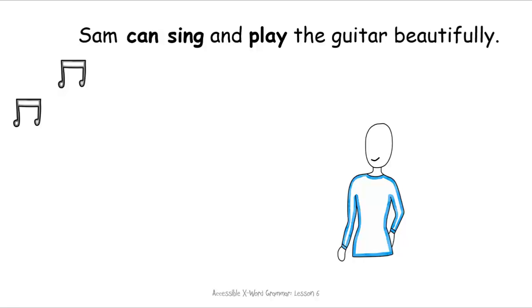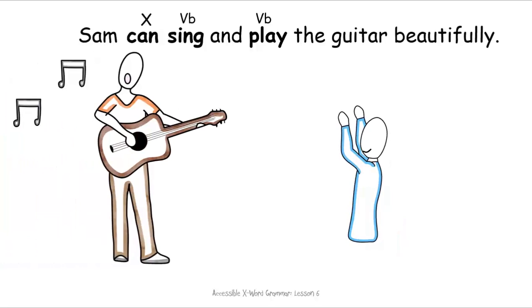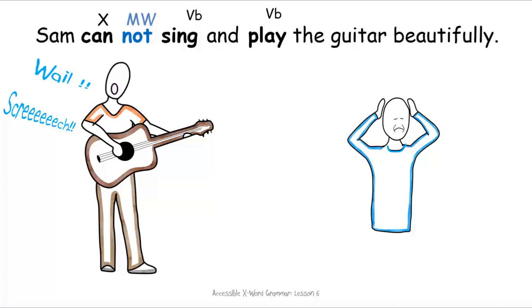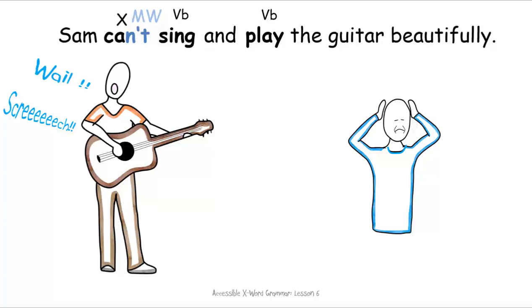In this example, the affirmative sentence is Sam can sing and play the guitar beautifully. To give this sentence the opposite meaning, add not as a middle word. Sam cannot sing and play the guitar beautifully. Did you notice that there are two verbs in this sentence? The X word and the middle word apply to both sing and play. We can also use the contraction. Sam can't sing and play the guitar beautifully.